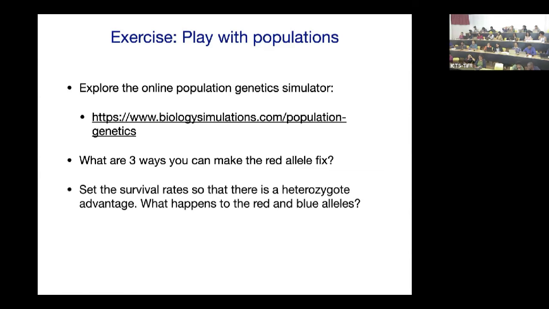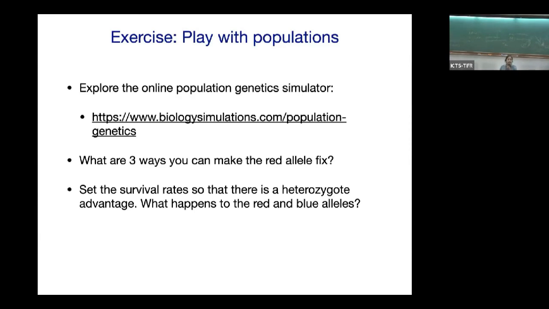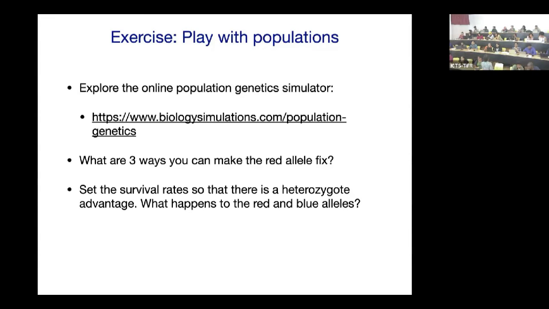All right, another question. Set the survival rate so that there's a heterozygote advantage, which means the purple is going to have a higher survival. What happens to the red and the blue alleles? What do you expect will happen to the red and the blue alleles? Huh? 0.5, 0.5. They will have similar frequencies.